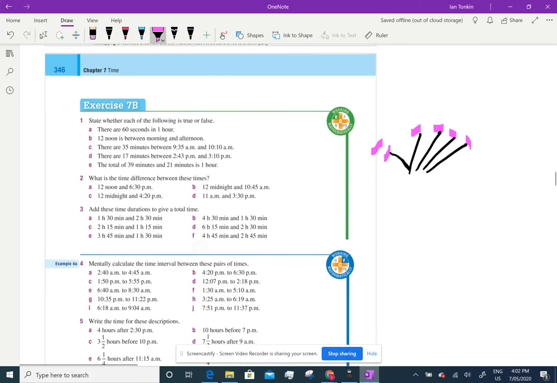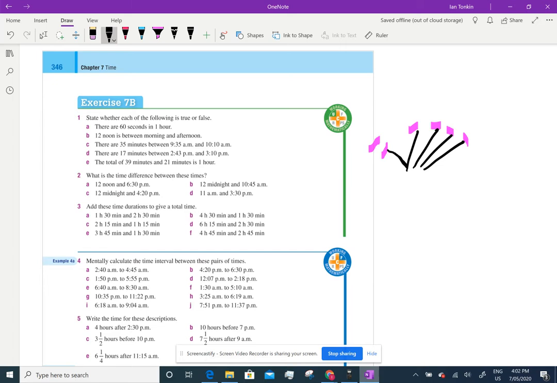So the time difference for question 2A between 12 noon and 6:30 p.m. is 6 hours and 30 minutes. Because you can't go 6:30 minus 12. You could write it in 24-hour time and then do the subtraction.